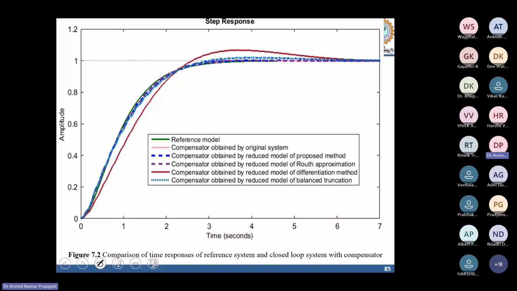Here the response is the same as the response of the reference model. Whatever our requirement is, we are getting it by using the closed loop response. Here you can see the response of the original system, the controller obtained by the original system, and the controller obtained by the reduced order proposed method. All these three responses are overlapping.